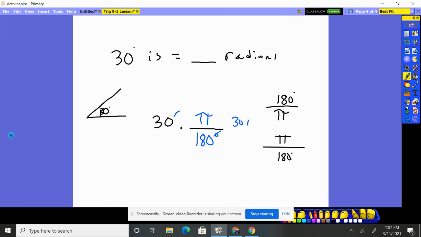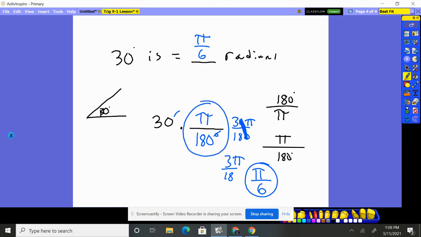We get 30 pi over 180, but we do need to simplify that. Well, you can take the zeros off by dividing by 10, and you get 3 over 18? No, we're not going to say 3/18 because that goes further. Divide by 3, you get pi over 6. 30 degrees is pi over 6 radians. Now, again, we don't want to put it as a little number. We like radians in terms of pi. So that's all we're going to do. Whenever we're going from degrees to radians, we multiply by pi over 180 because they're worth the same thing. Now, we can do it backwards.